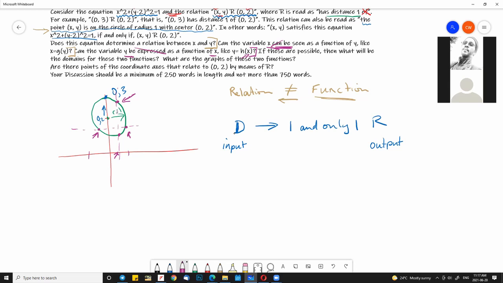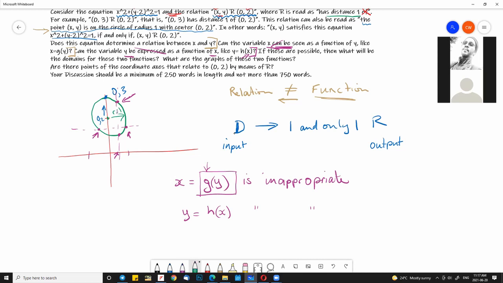Therefore, x equals g of y is an inappropriate statement. You cannot write it as g of y. This is implying that it's a function. It's not. Similarly, y equals h of x is also inappropriate. It's an inappropriate statement.